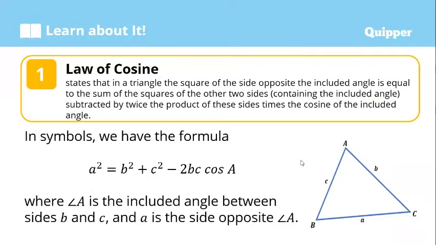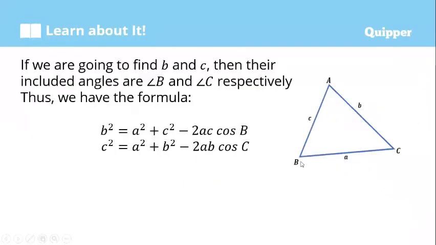But we have other forms for B and for C. If we're going to find side B and side C, then their included angles are angles B and C respectively. Thus, we have the formula B squared is equal to A squared plus C squared minus 2AC times cosine B, and C squared is equal to A squared plus B squared minus 2AB times cosine C. Please take note of the formula because you'll be using this later for our solving.